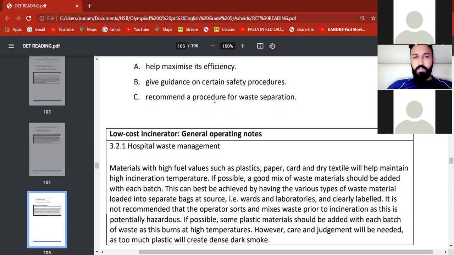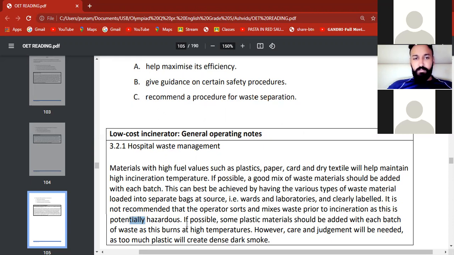So can we remove this one? Recommend a procedure for waste separation. It says it is not recommended that operators do separation because it is potentially hazardous, which means it is dangerous. So we can remove C. Now we have A and B.